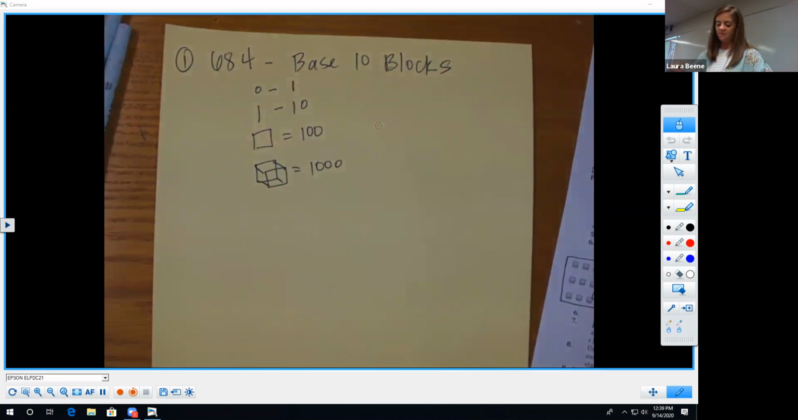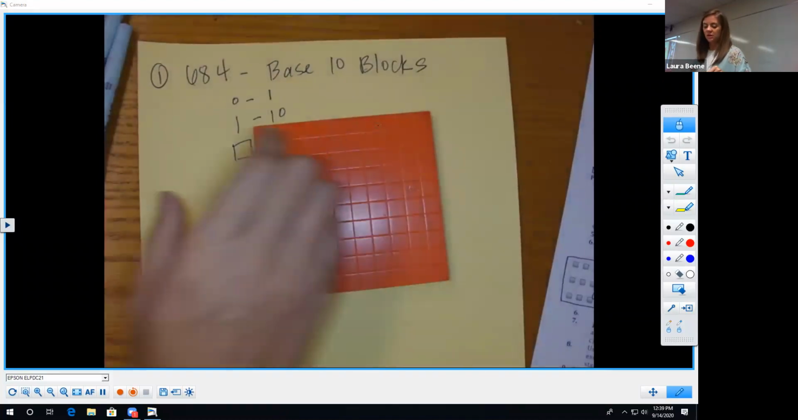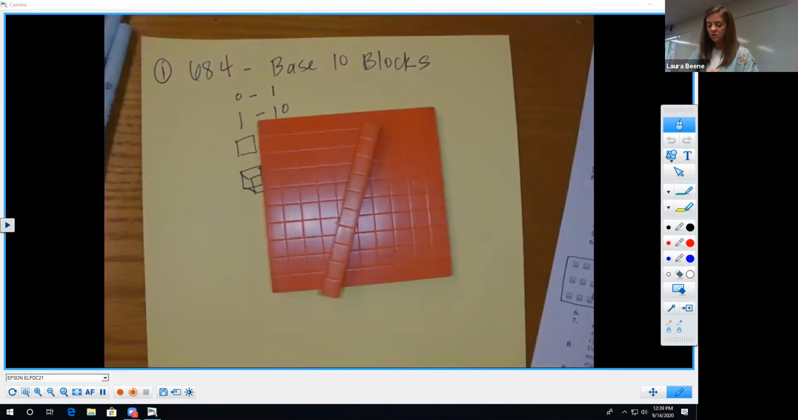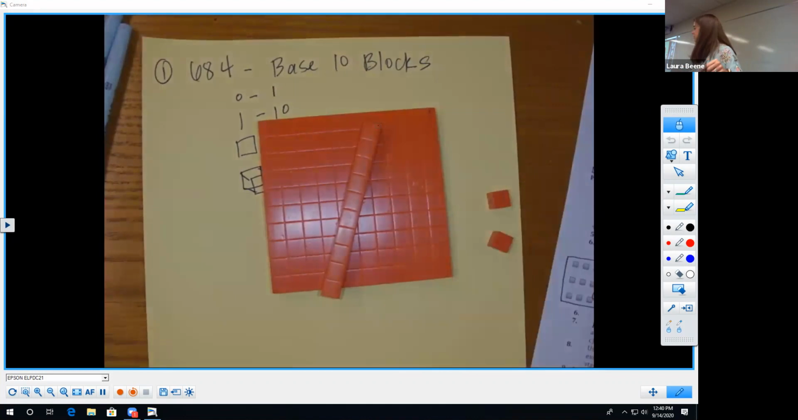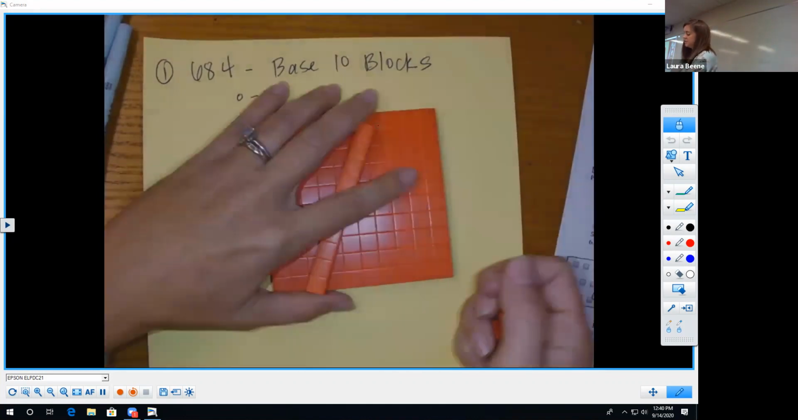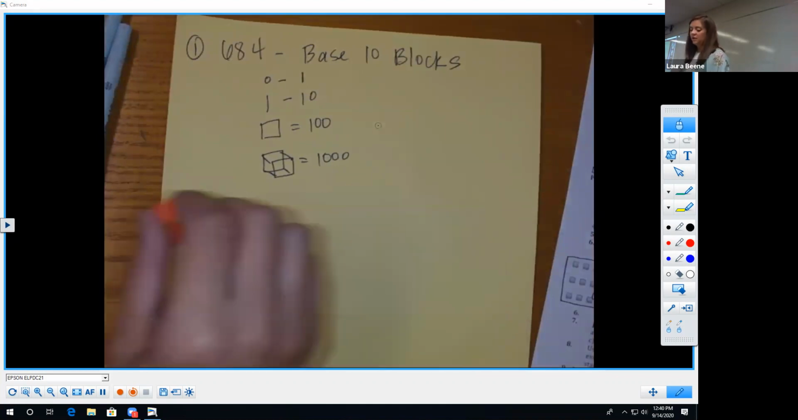Like we actually have, there's the flat, and if you counted up each individual unit, there's 100 units there. There's the long, and here's the units for that. There you go, you can see that better. But to do 684, I wouldn't want to count out 684 units, right? That would be a lot of work.